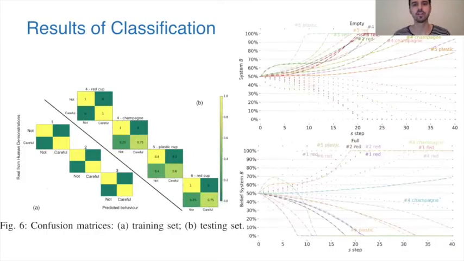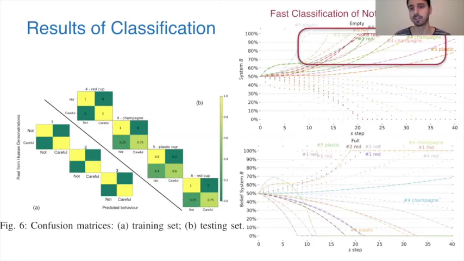So then our results: we train on three different people, handing over one type of object for the two conditions, of course, and then we test on three other people handing over the same object, which is the red cup used as the training set, and then two other objects, which are the champagne cup and the plastic cup. And our results are quite good. Most of the actions are correctly classified, and they're classified quite quickly.